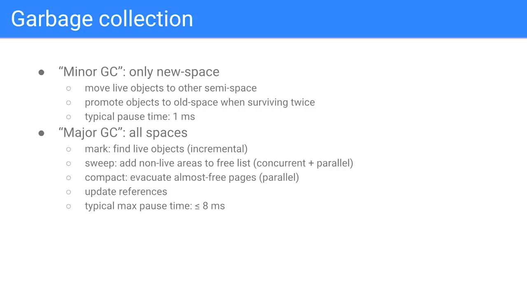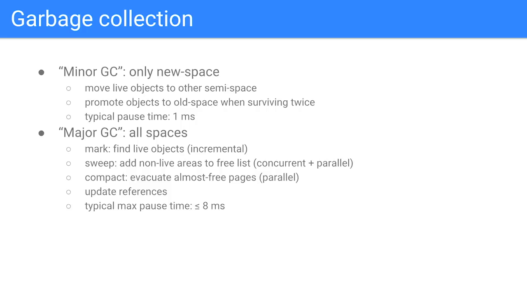In NewSpace, we run so-called minor GC cycles. NewSpace is organized into two halves, and a minor GC moves all the live objects from one half into the other half. Any object that has been moved before is instead promoted to old space. The typical pause time of that is less than 1 millisecond.